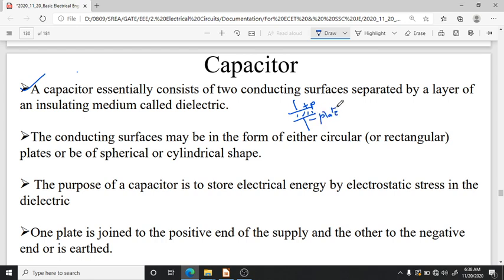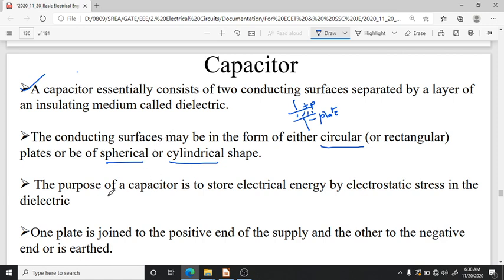Between these two plates, some electrostatic energy will be stored in the dielectric medium. Like this, a capacitor will store the charge in the dielectric medium. The conducting surfaces may be circular, spherical or cylindrical. Based on these conducting surfaces, the shape of the capacitor will be decided.